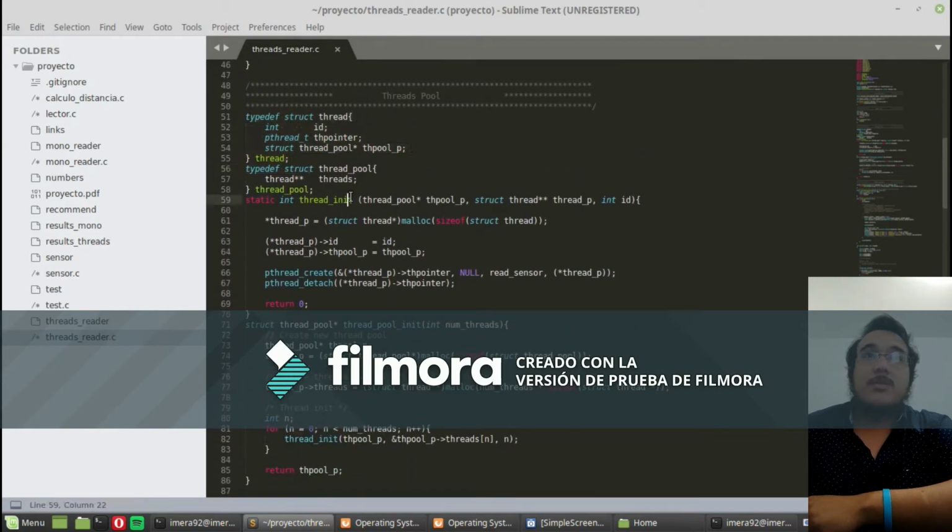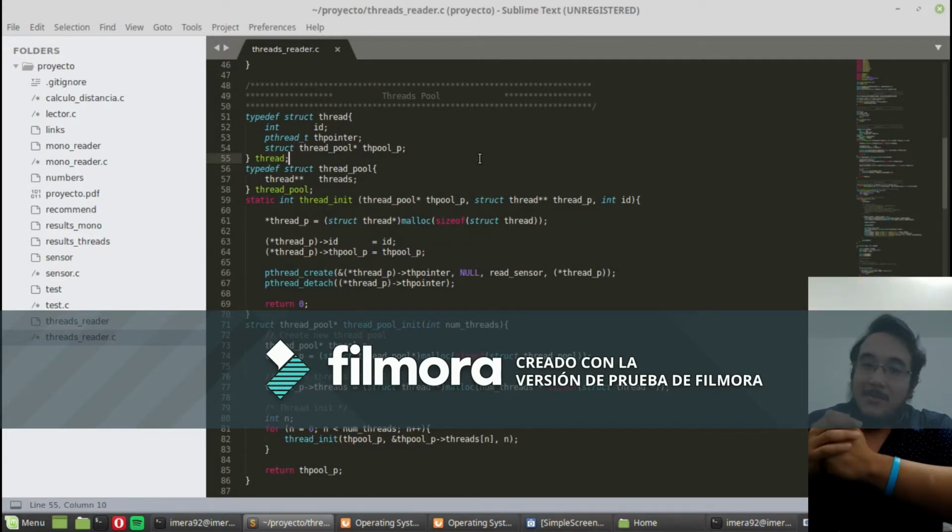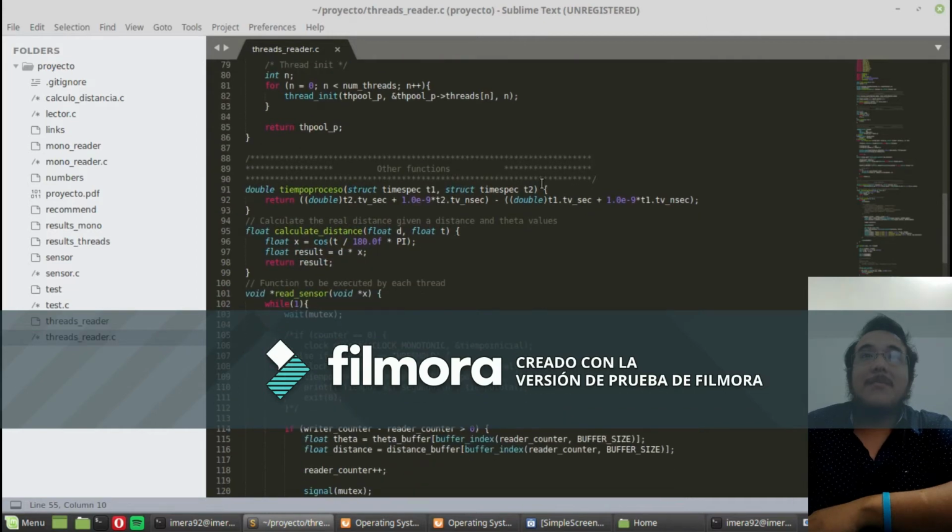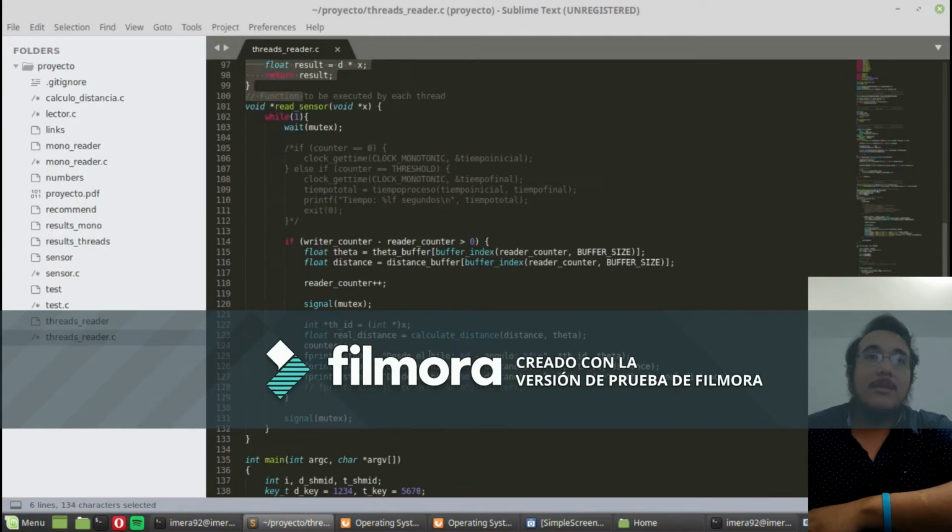And well, this is just a struct and some functions I've defined to create a thread pool. As I said before, we cannot use any kind of magic libraries whatsoever. And well, some other functions I use to calculate time. We're going to see in a minute why I use this function to calculate the distance. And here's where the magic happens. Nothing out of this world, as I said before.